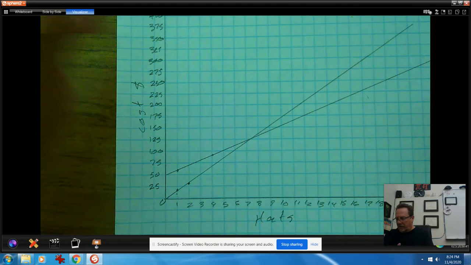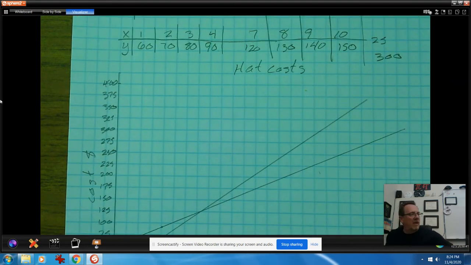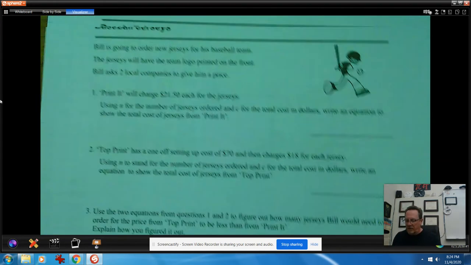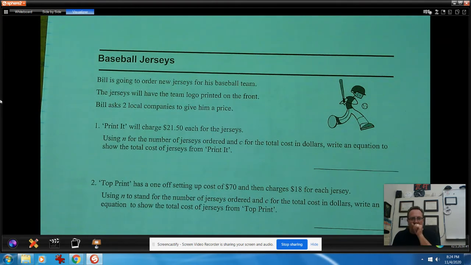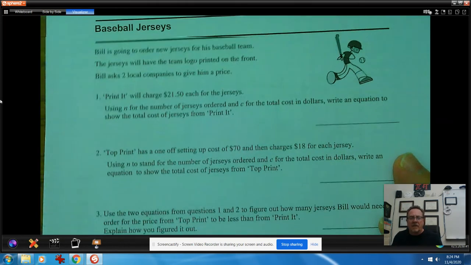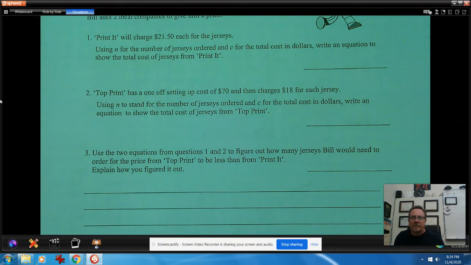I like maybe a combination of both of them, but your job is going to be to do something very similar. You have to get your worksheet, right? It's called the baseball jersey worksheet. And it says Bill's going to order new jerseys for his baseball team. The jerseys will have the team logo printed on the front. Bill asks 2 local companies to give him a price. And the first company tells him, well, we'll just charge you $21.50 per uniform.